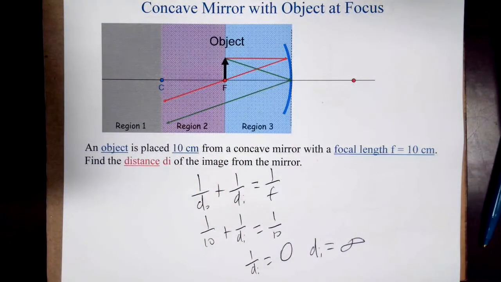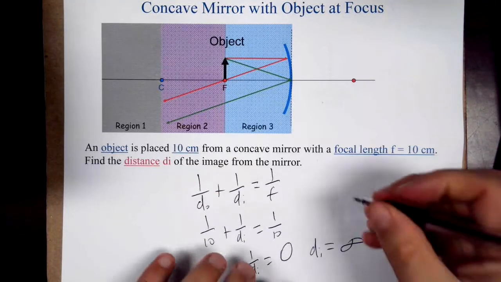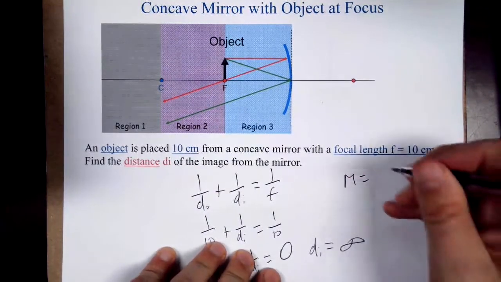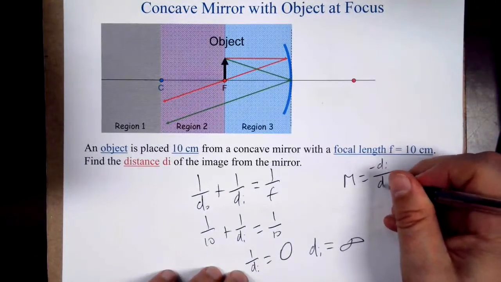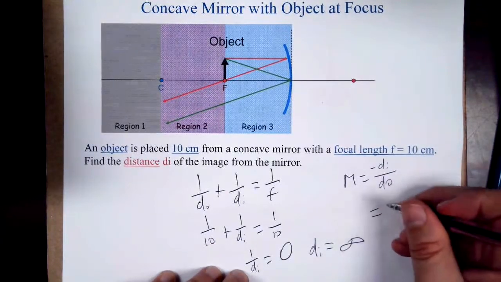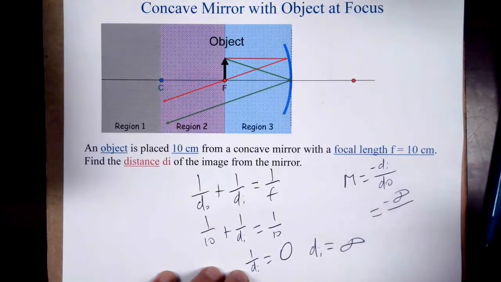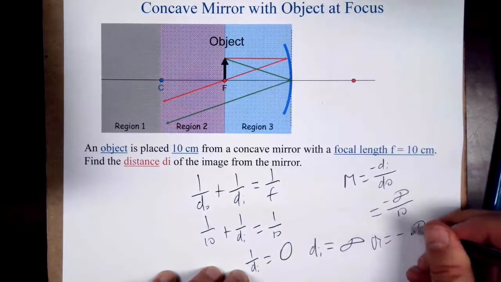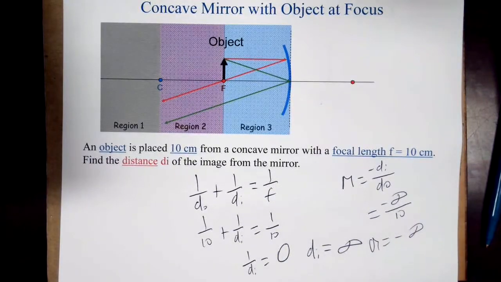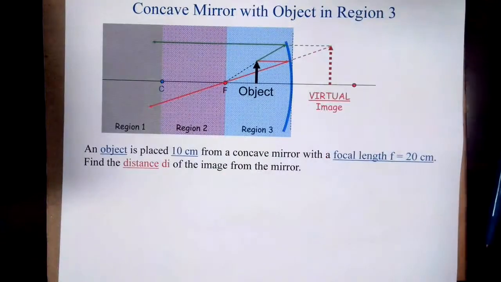All right, and so if we're doing magnification, this would be negative di divided by do. So this is negative infinity divided by 10. So the magnification is negative infinity, or infinity. No, it's kind of an undetermined thing here.